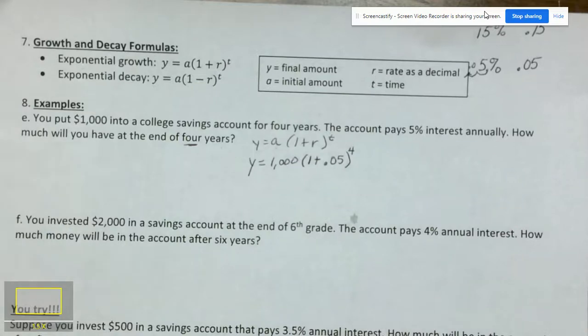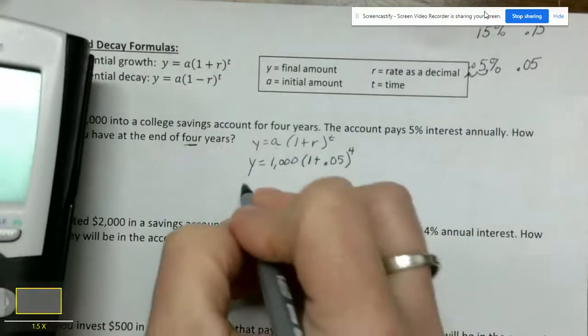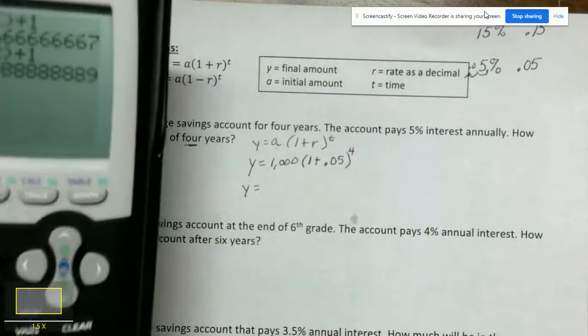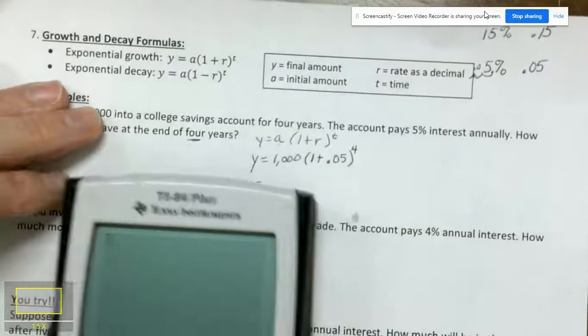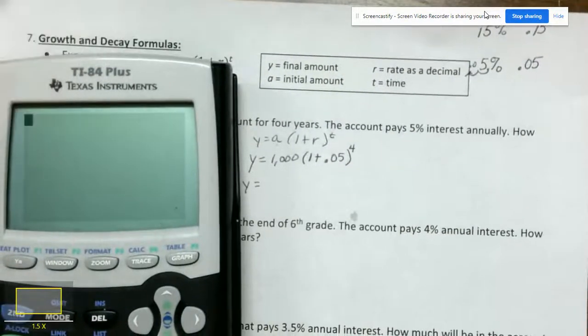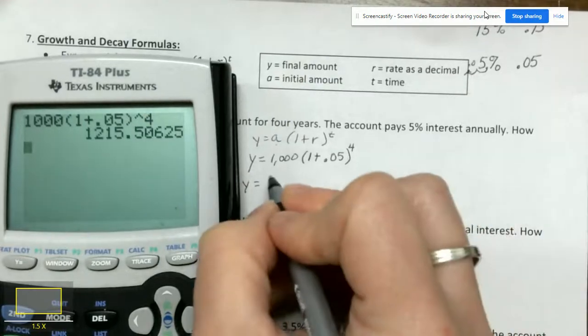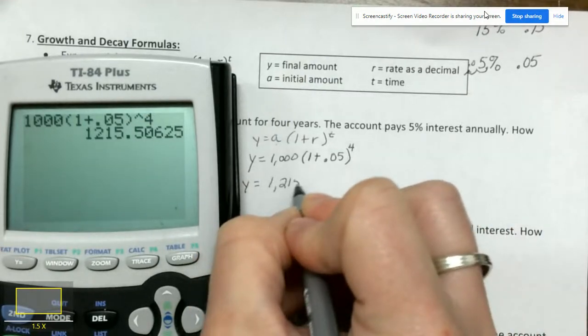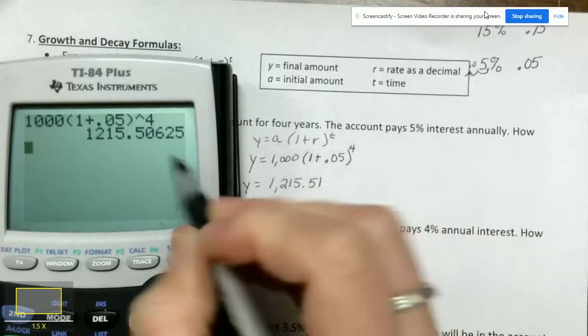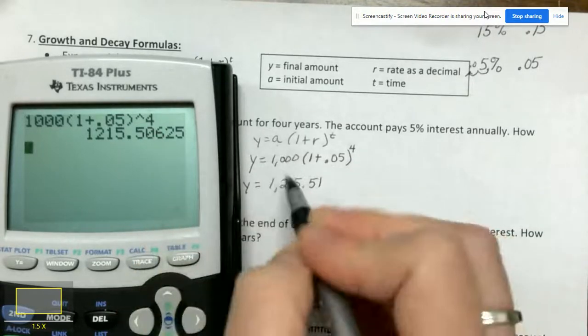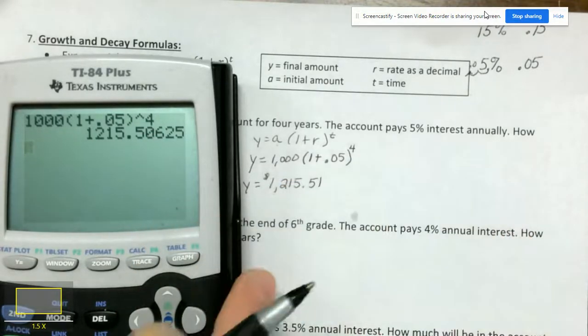Okay, at this point, it becomes a calculator problem, guys. So we're going to go to our calculator, and we're going to key in 1,000 times 1 plus 0.05 raised to the 4th power. Okay, we get $1,215, and I'm going to round to 51 cents because that's 506, so it'd be 51 cents. And that would be our answer.